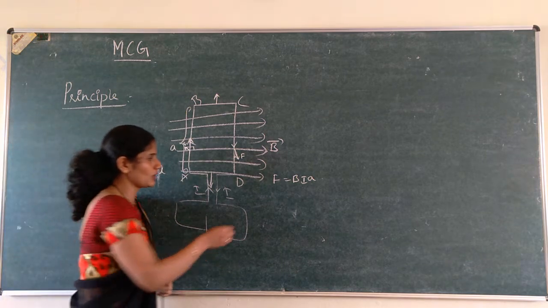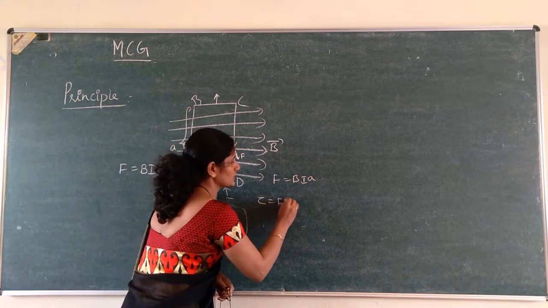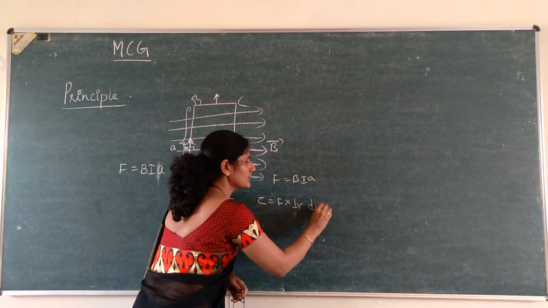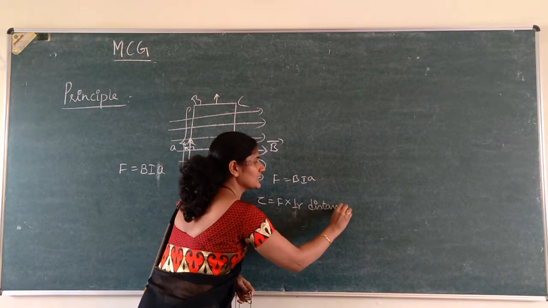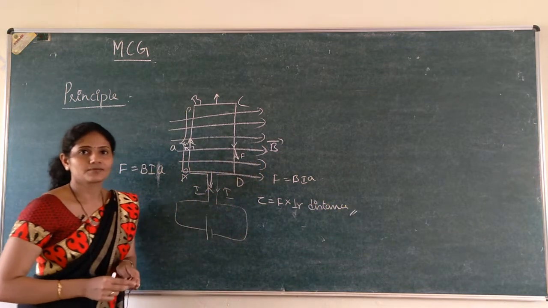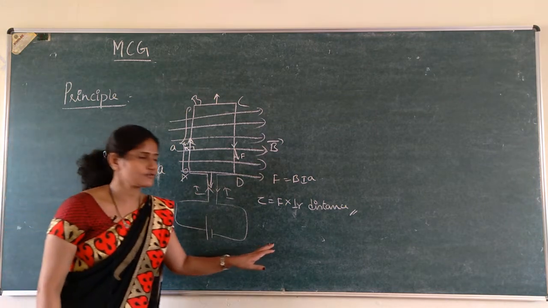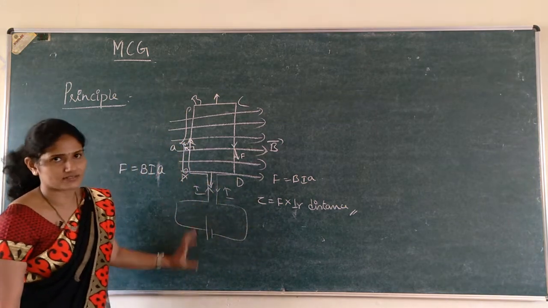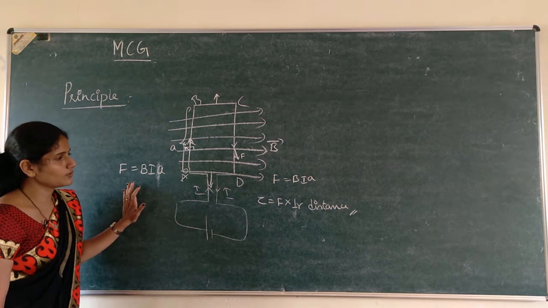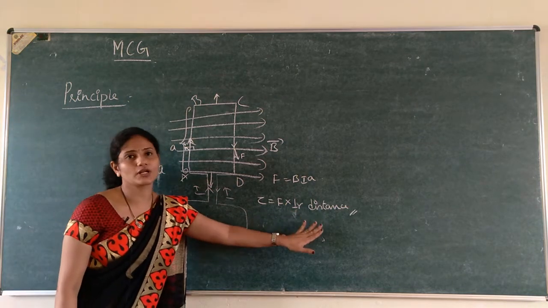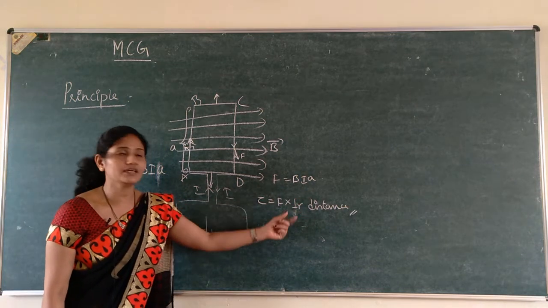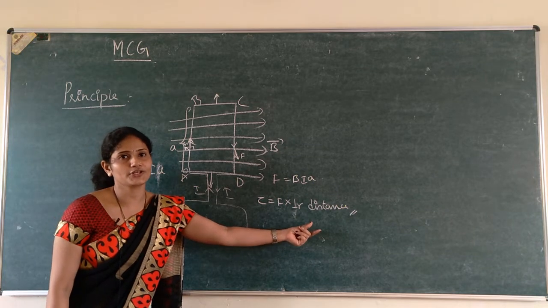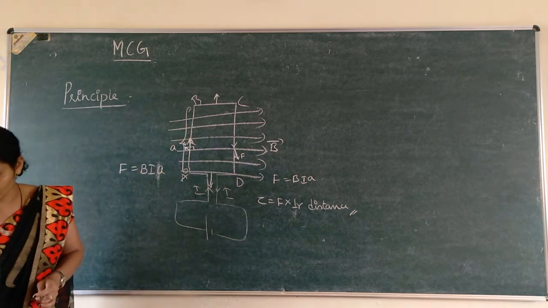Okay, what do you mean by torque? Torque is nothing but force into perpendicular distance, that we have seen in the last video, right? While deriving the expression for torque, we have seen all these things. So, tau is equal to F into perpendicular distance. F is BIA, and into perpendicular distance is nothing but torque.